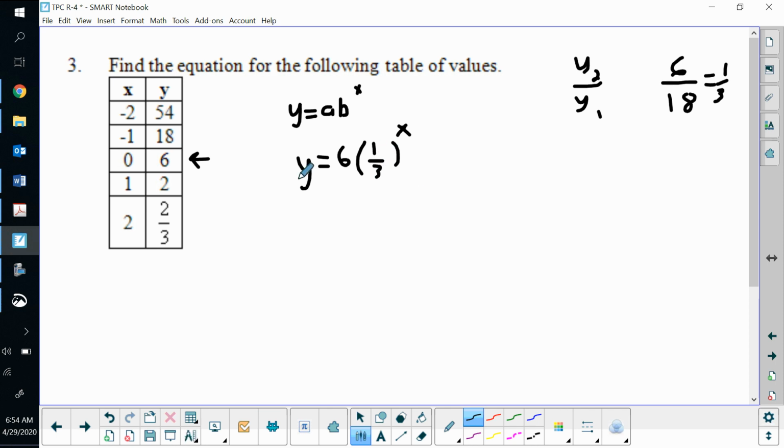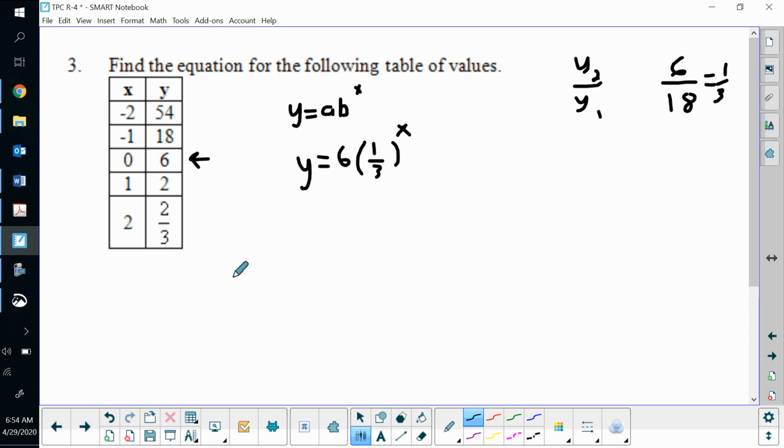If you want to check your answer, put that in a graphs page, do a control T, see if your table matches. Now, be strategic when you do y2 divided by y1. Pick something that's easy. Like, you probably wouldn't want to pick 2/3 divided by 2. That's harder with a fraction. Pick something that's whole numbers to make life easier.